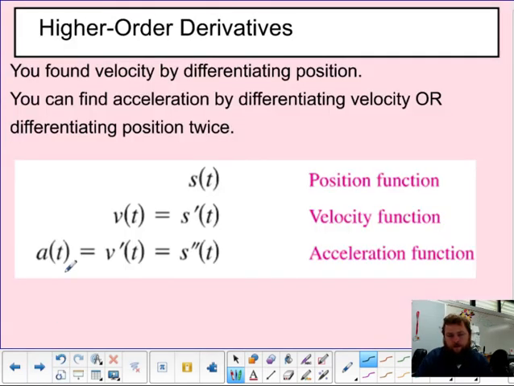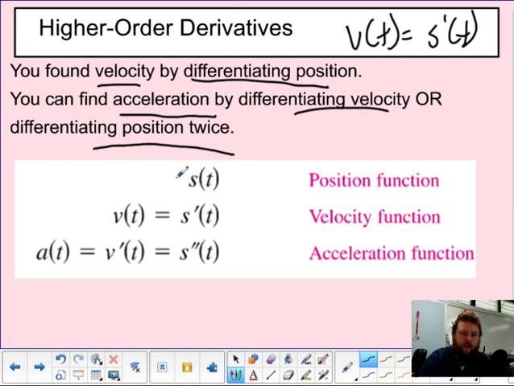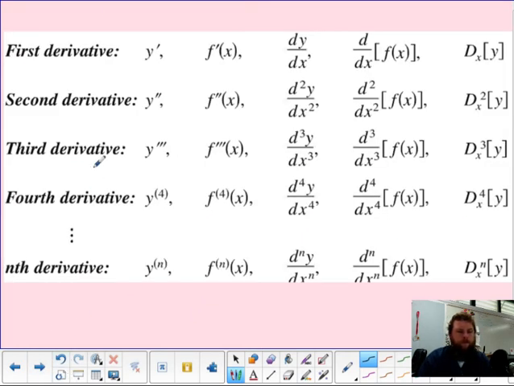Higher order derivatives. So before we talked about the relation between velocity and position, and we said v of t is equal to s prime of t. Now we're going to talk about acceleration. We can find acceleration by differentiating velocity or differentiating position twice. So if s of t is position, v of t is s prime of t, acceleration is v prime of t or s double prime of t. So we're talking about the double prime notation.